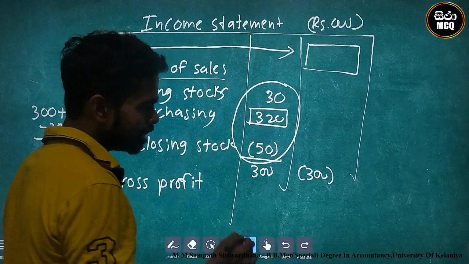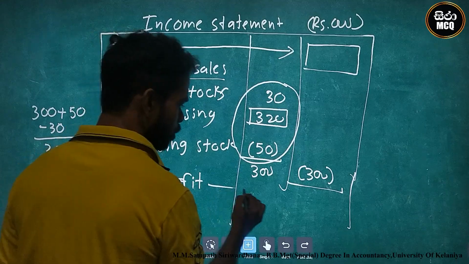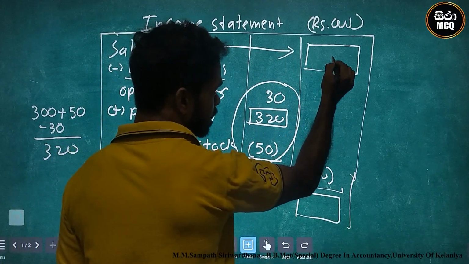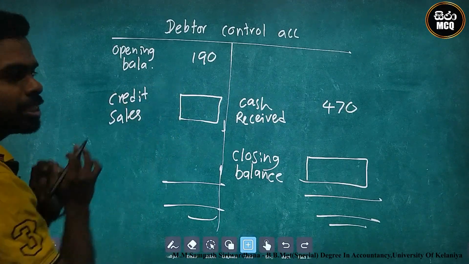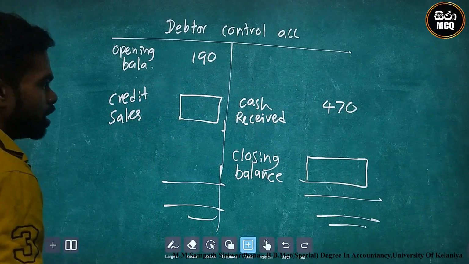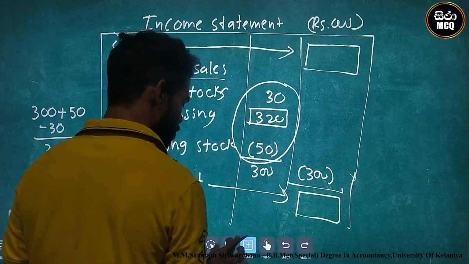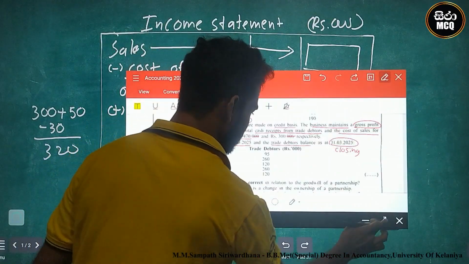Sales is related to cost of sales and what is this? Gross profit. You don't know gross profit. You should identify the sales value to fulfill this debtor control account. Therefore, I should calculate the sales value. I use the margin, gross profit margin. Look here.